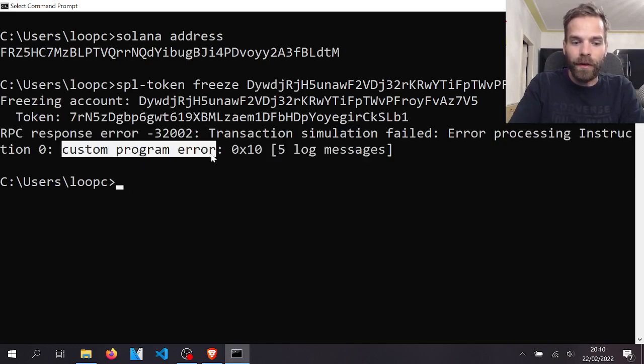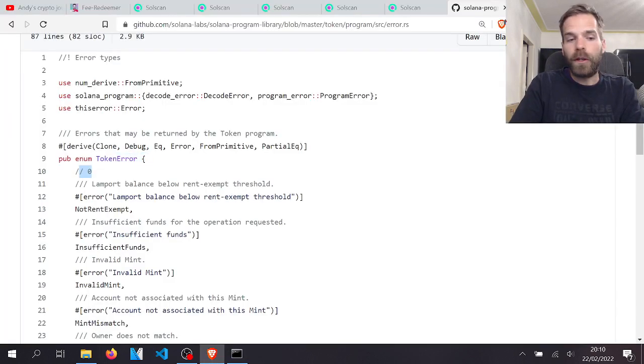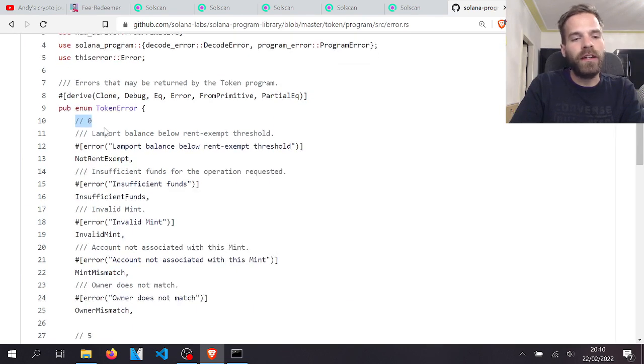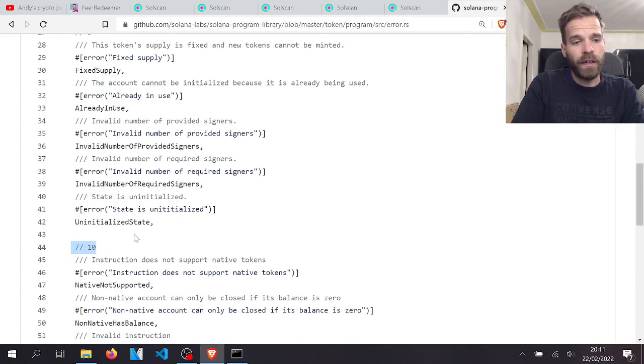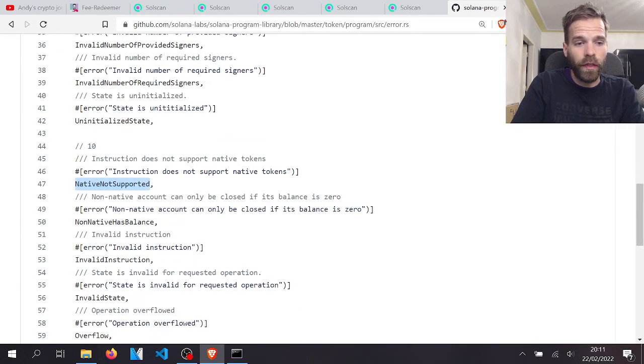So those are the custom errors of the token program. Custom program error. And it starts at 0. Conveniently, they even indicated that here. And then it's just going up from there. So 0x0 would be not rent exempt. Lamport balance below rent exempt threshold. Starting at 0, here we're at 5, and here we're at 10. So this one is 0x10.